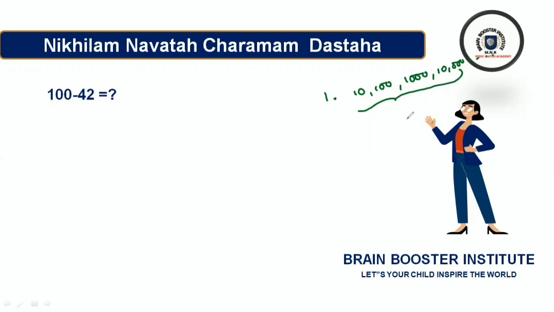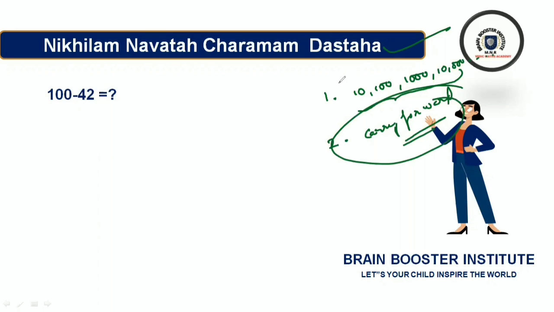So whenever you want to subtract any number from any of these numbers, you need to use this Nikilam Navatas Charamam Dastaha. What is the main purpose of this technique here? In general, in subtraction we will compulsorily take carry forward, isn't it? We will take carry forward, which is not required in Nikilam Navatas Charamam Dastaha. So by using this technique, taking carry forward can be avoided here.